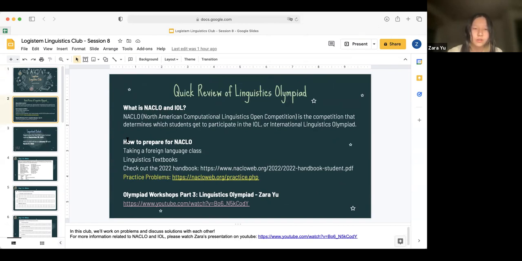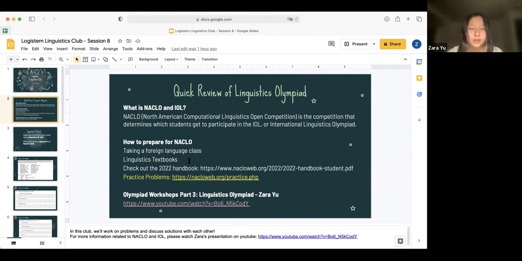Other ways you can prepare are you can take a foreign language class, if your school offers one, just so you can get familiar with how to differentiate our language, which is English, from outside languages like French or Spanish, depending on what they offer at your school. Something else you can do is purchase linguistics textbooks. If you go on the NACLO website, they have some reading options that you can take a look at, and you can buy them if they interest you.